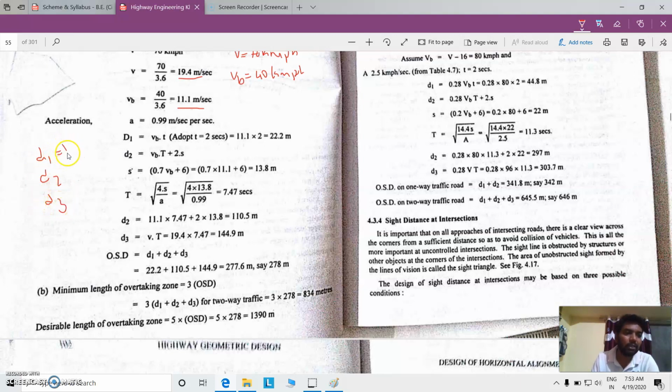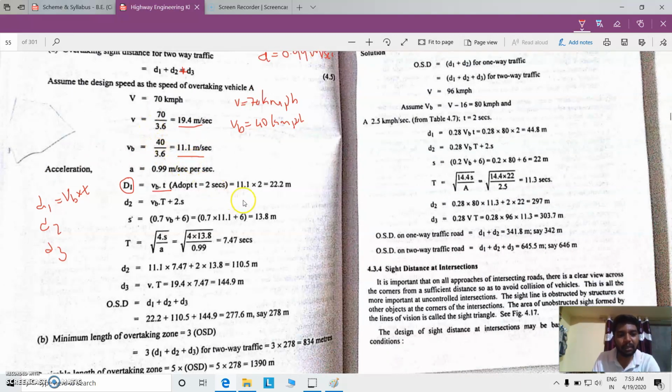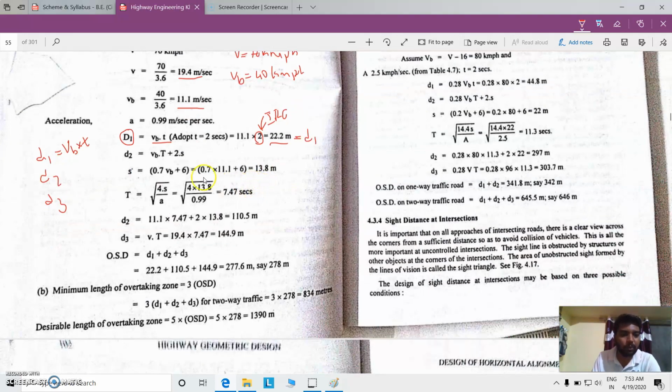As we know, distance D1 will be VB into the reaction time of the driver, as 2 seconds. So D1 is VB into T. VB is the overtaken vehicle speed, that is 11.1, into the reaction time of the driver, 2 seconds. It is recommended by IRC. We should remember this, and we have to substitute 2 seconds only. Then we will get the total distance D1 as 22.22, and distance D2 is VB into T plus 2S.